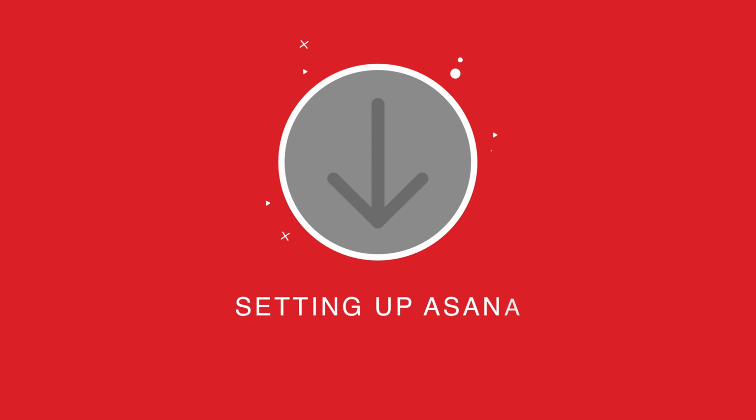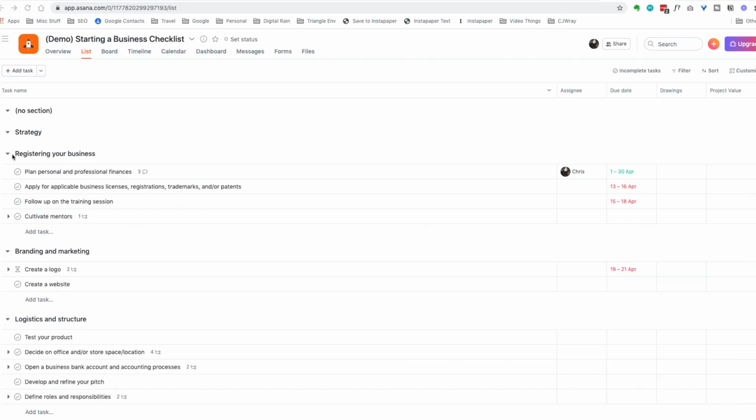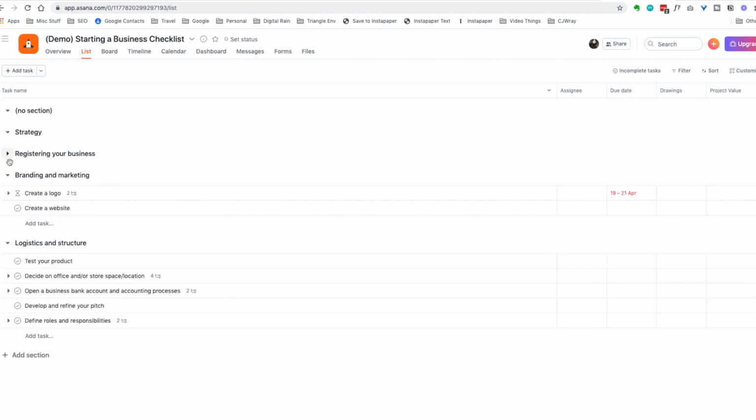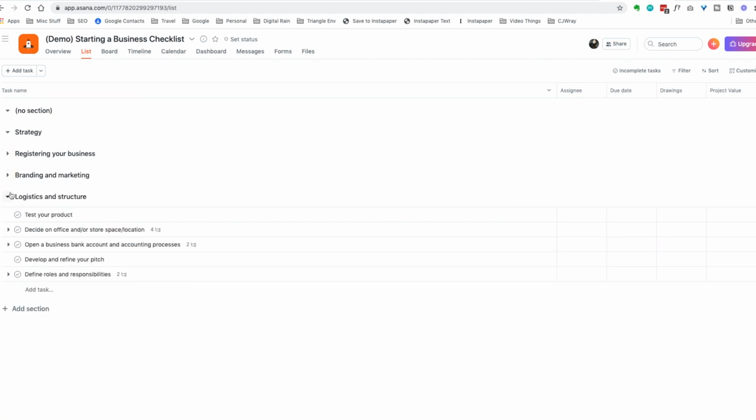So mistake number one is not setting up Asana correctly. So here it's good to think about the structure of your work first before diving into setting up your projects within the tool. So think about what is a project, where do the sections go, where do you implement tasks and where do you implement subtasks.